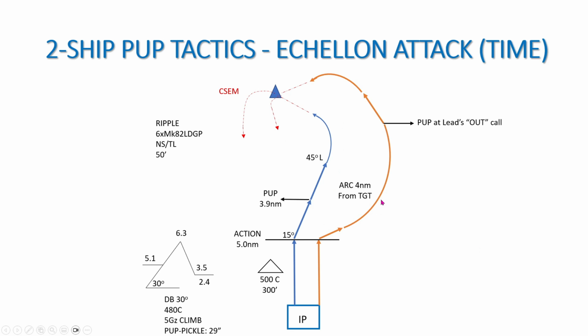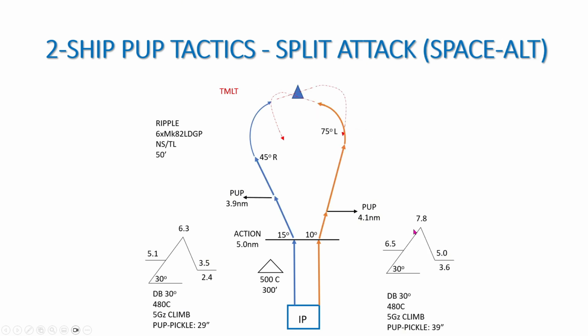Here we have a time deconfliction example where the orange aircraft on the right will do an arc around the target, and with this time deconfliction both aircraft can execute the same attack parameters with the same attack triangle: 5.1 roll-in, 6.3 apex, and delivery at 3.5.